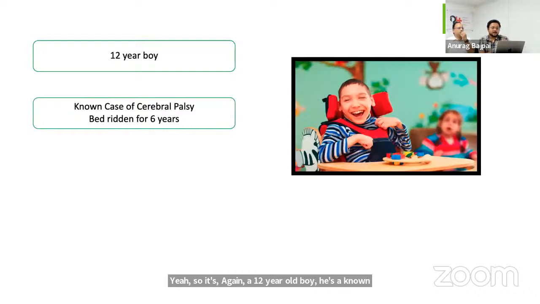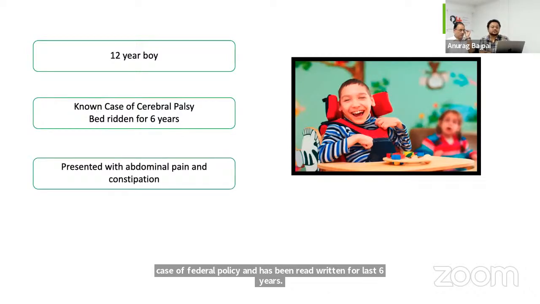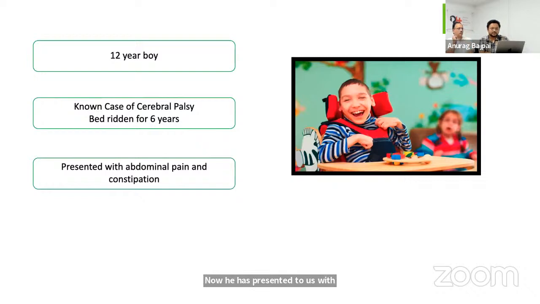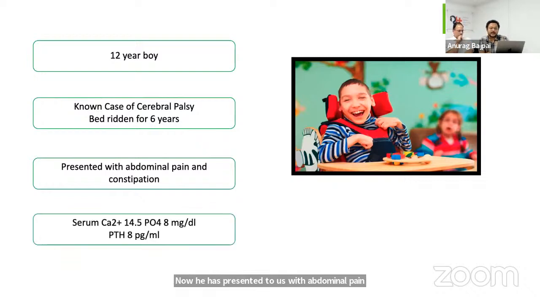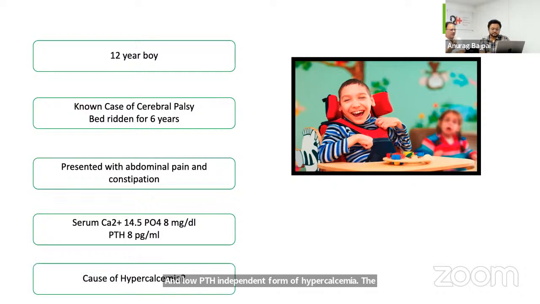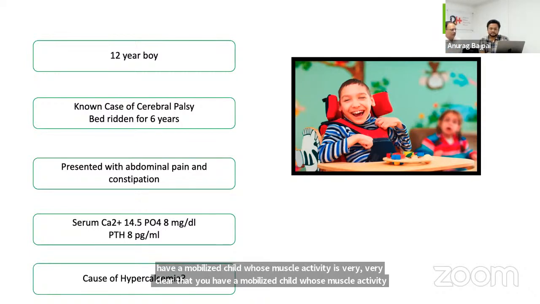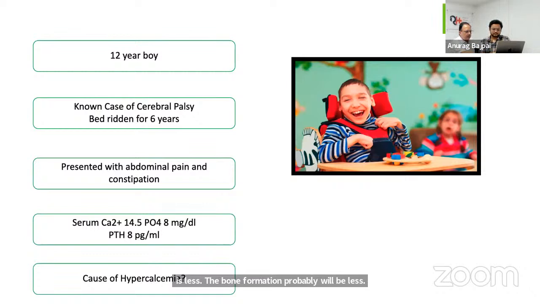Again, a 12-year-old boy. He's a known case of cerebral palsy and has been bedridden for the last 6 years. Now he has presented to us with abdominal pain and a history of constipation. His calcium level was high, phosphorus is on the higher side, and a low PTH level. Again, a PTH-independent form of hypercalcemia. The setting is very clear that you have an immobilized child whose muscle activity is less. The bone formation probably will be less. Now the questions would be, what are the cause and what is the treatment in this scenario? So we'll solicit responses from people in that regard.